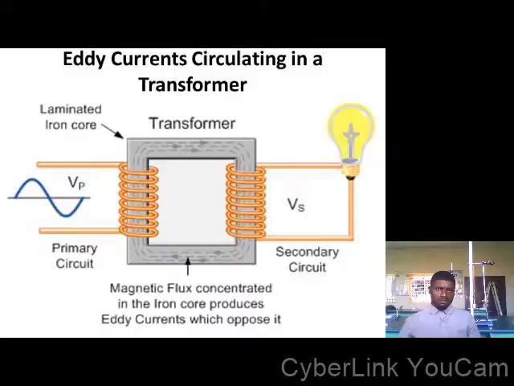So let's look at this quickly. This is the circulating current we are talking about. You see this? It is moving in the opposite direction of the flux. The flux is moving this way, and the eddy current is moving that way. So it is opposing the flow of the current and also generating unwanted heat.